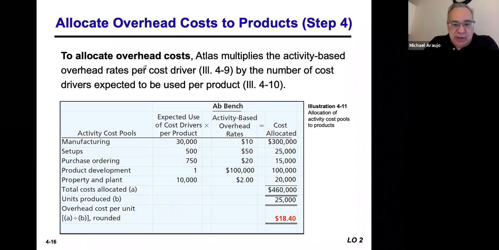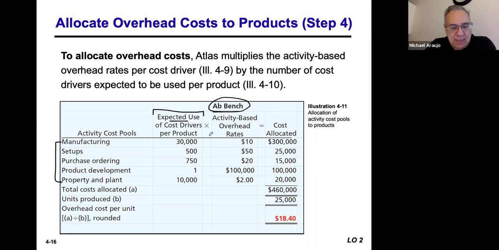So to allocate the overhead costs, let's take a look at the ab bench. We know these are the cost pools. We've been over this already. You learned about how much of those cost pools would be in terms of expected use per product. For the ab bench, those were the numbers we saw on the last slide. 2 slides ago, we calculated the activity-based cost overhead rate for each activity. You get this information from that. And the very last column allocates the cost.